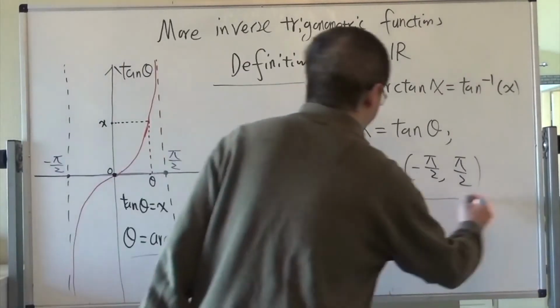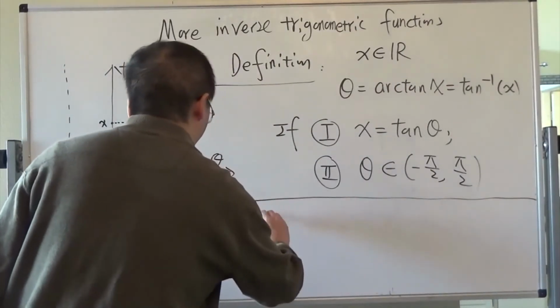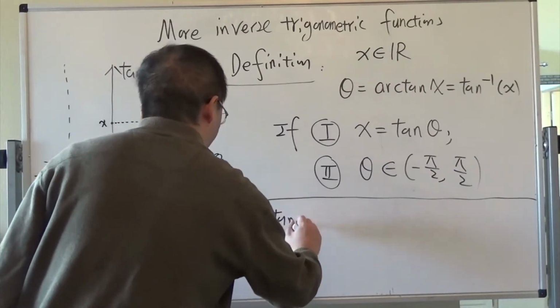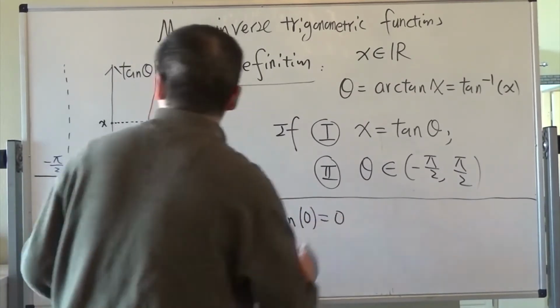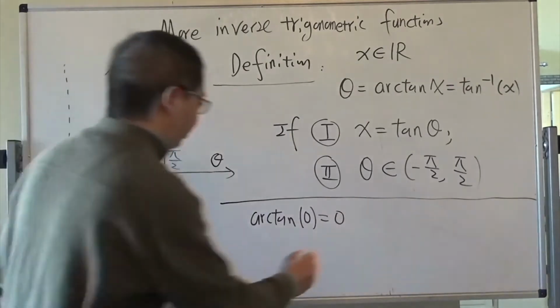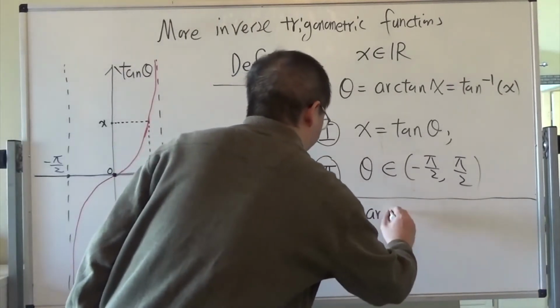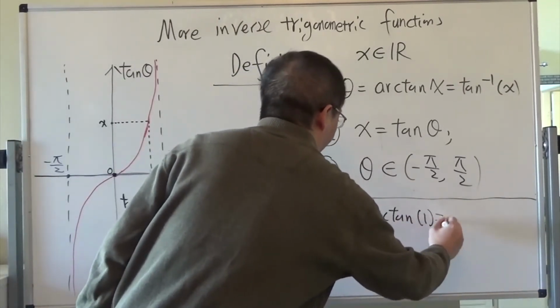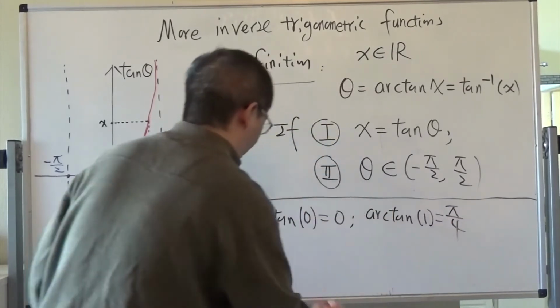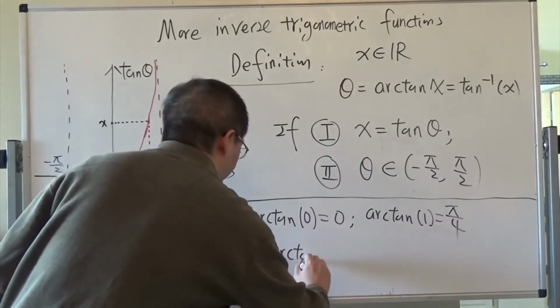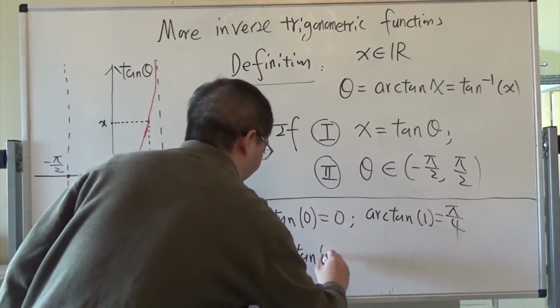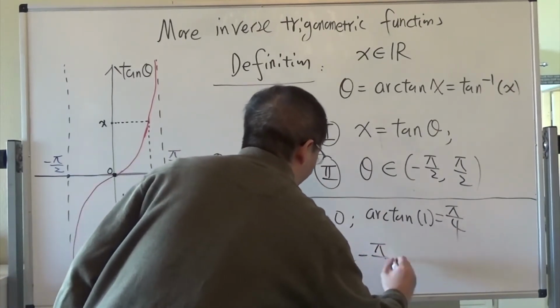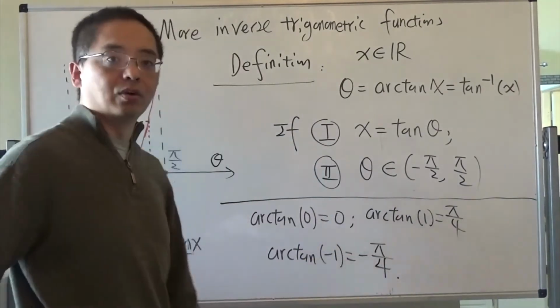Now, given this definition, clearly we have arctangent 0 is just 0, since tangent 0 is 0. Then arctangent 1 is just pi over 4, and arctangent negative 1 is just negative pi over 4.